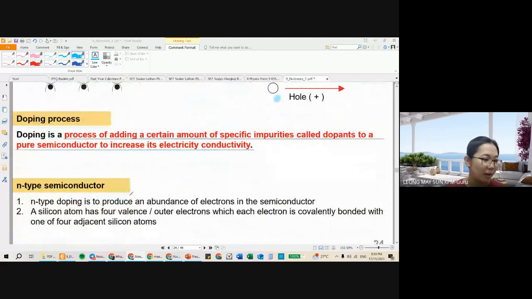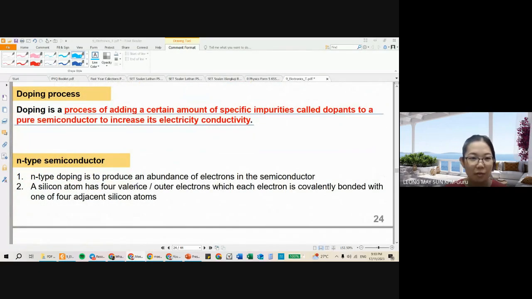I know when I mention the word doping, some of you will be thinking of drugs and all that, but no. In physics, doping means a process which adds a certain amount of impurities, another element, into the semiconductor, into the silicon. That impurity we call a dopant, added to a pure semiconductor to increase the electrical conductivity.